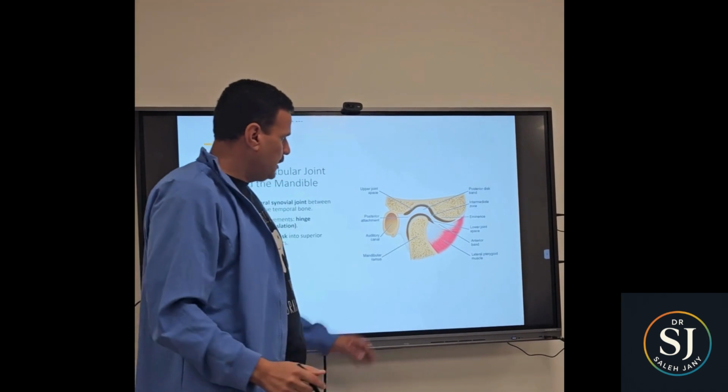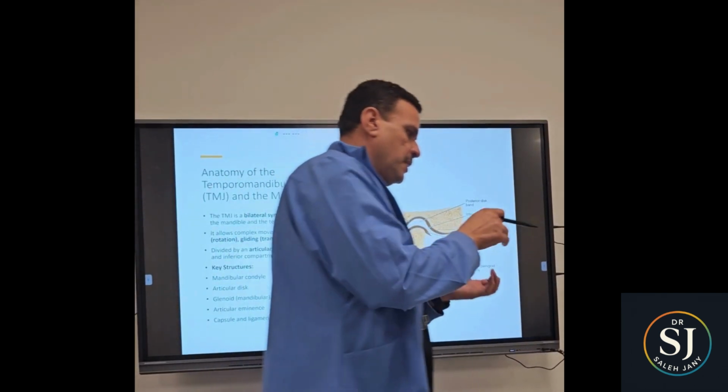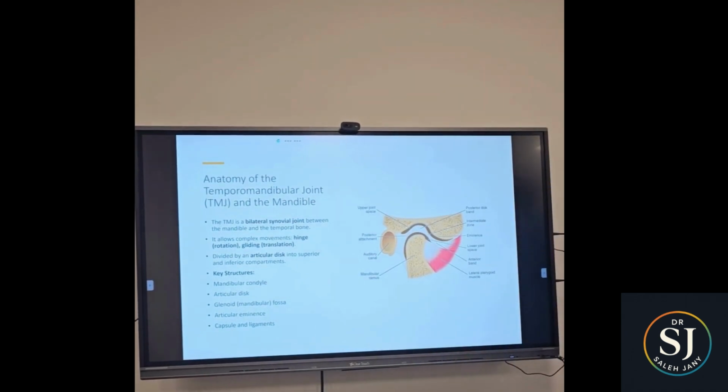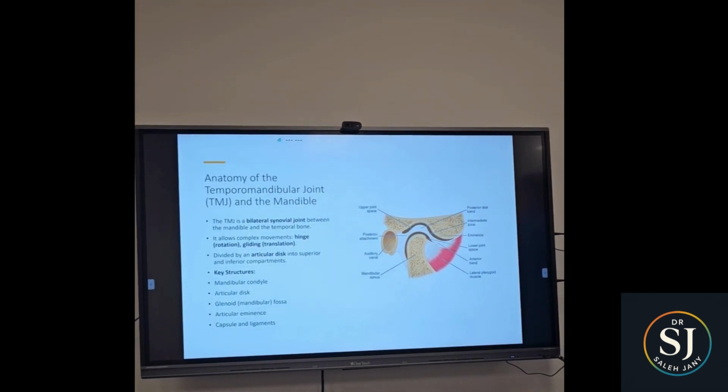This is the TMJ. This is the seating picture because it's a synovial joint and has a disc. The disc doesn't look like that. It looks like, who rides the horse? Do you ride horses? No, I don't.